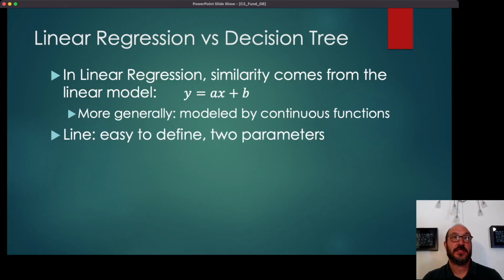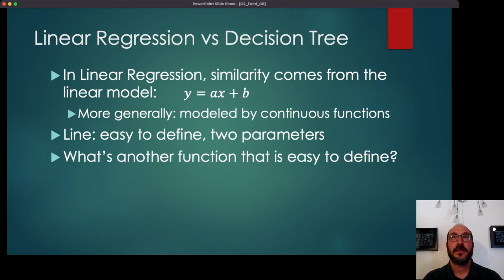And linear regression is perhaps the most common, the most classical method for this. And one of the reasons is that a line is very easy to define. There's two parameters that govern it, the slope and the intercept. And so you might ask yourself, okay, lines are good because they're easy to define, they have very few parameters.